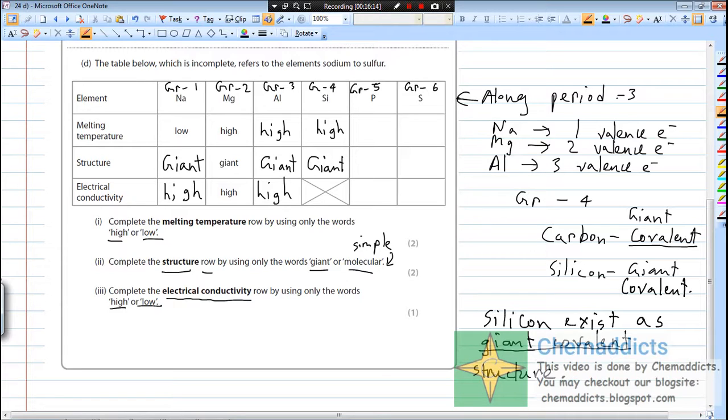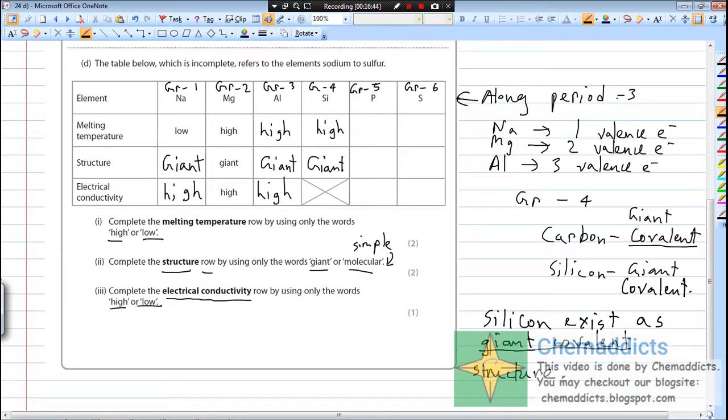So in here, since silicon has a giant covalent structure just like carbon, it is expected to have a high melting temperature, and the structure is giant. We already know why. I hope that you have understood, and I hope that I can make your confusion clear. If you are still confused about this, please let me know in the comment section. I am happy to help you out.